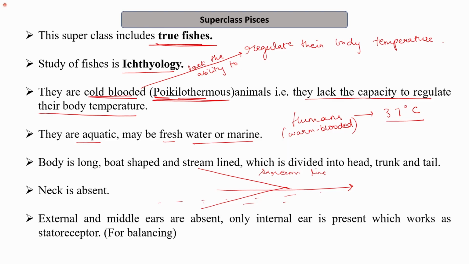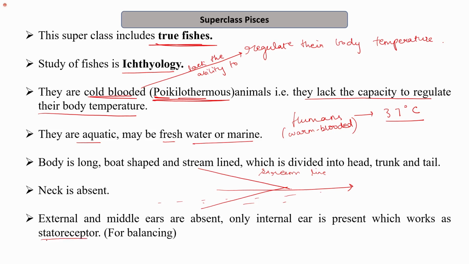Neck is absent in them, and external and middle ears are absent. In some, for example in humans, we have the external ear, middle ear and then internal ear. But in fish, only the internal ear is present, which acts as a statoreceptor.